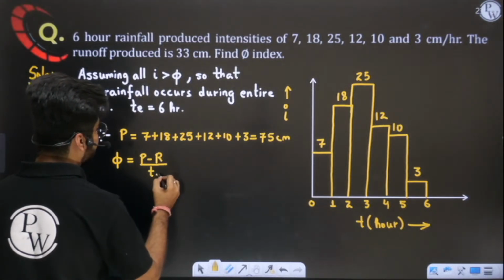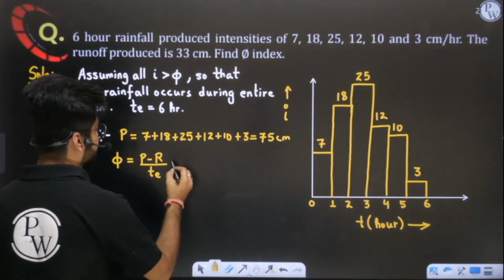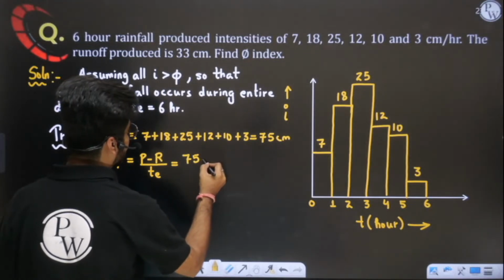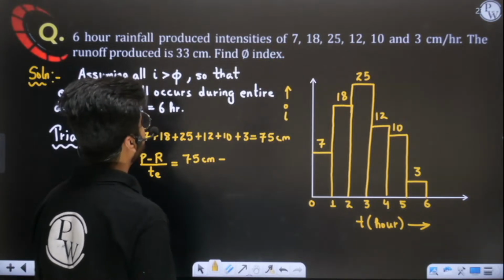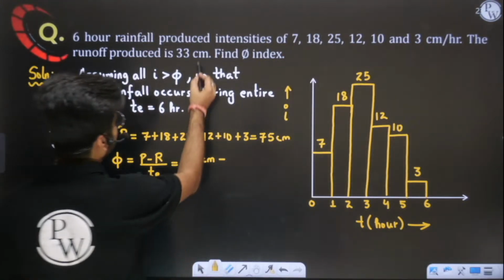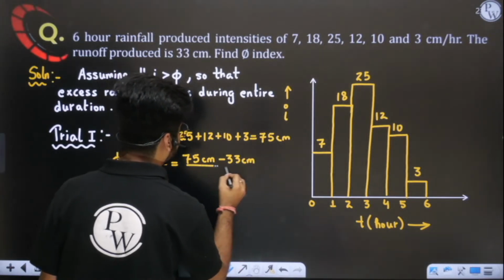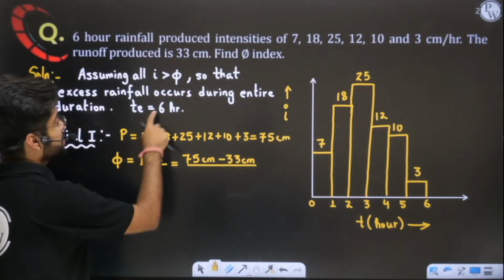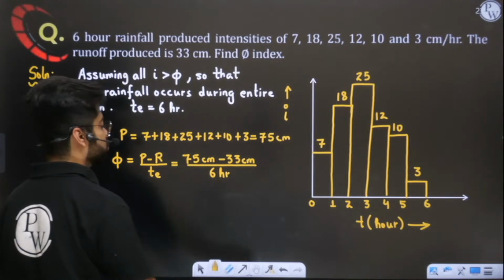So the value of phi is P minus R upon excess time. P means 75 centimeter, and R means runoff, which is 33 centimeter. What is the value of excess time here? The value of excess time is 6 hours. That is also clear. Now divide them.